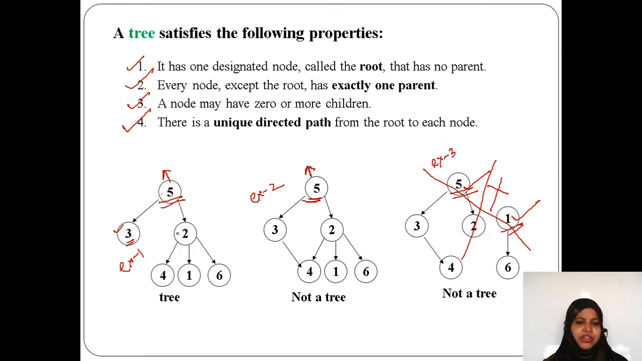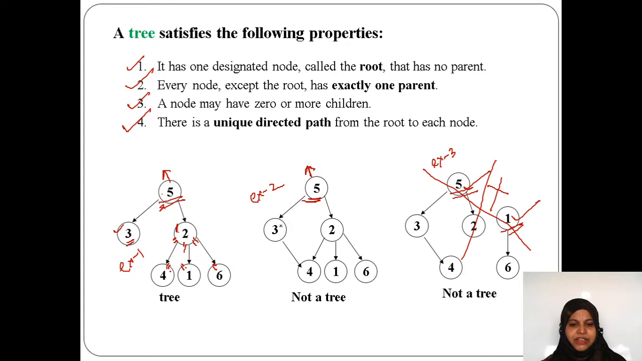For this 2, which one is the parent? 5 is the parent, so 2 satisfies the property. Now this is for 4. For this 4, which one is the parent node? 2 is the parent node, so 4 satisfies the property. For this 1, which one is the parent node? 2 is the parent node, so it also satisfies the property. For this 6, which one is the parent node? 2 is the parent node, so all the nodes satisfy the property that every node has exactly one parent, right?